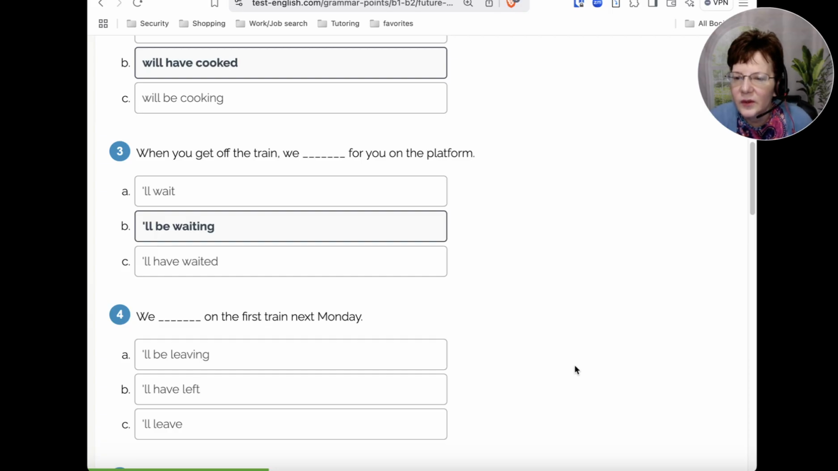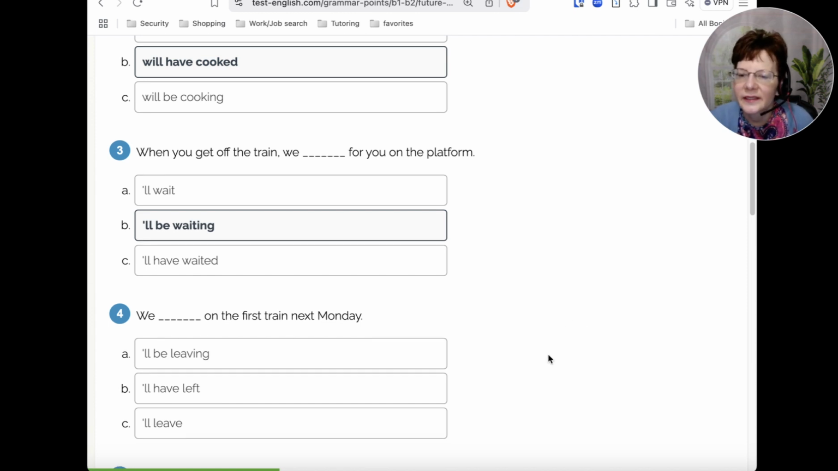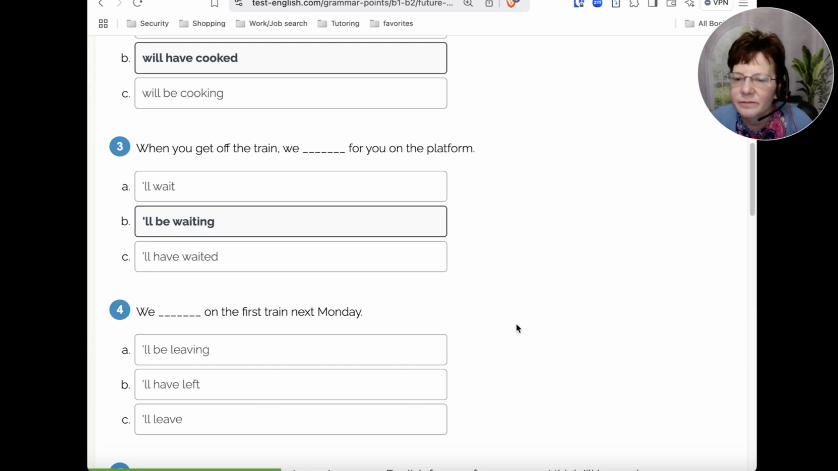Anyway, okay, one more here. So we, we what on the first train next Monday? Will be leaving, will have left, or will leave. All right, so what sounds correct?